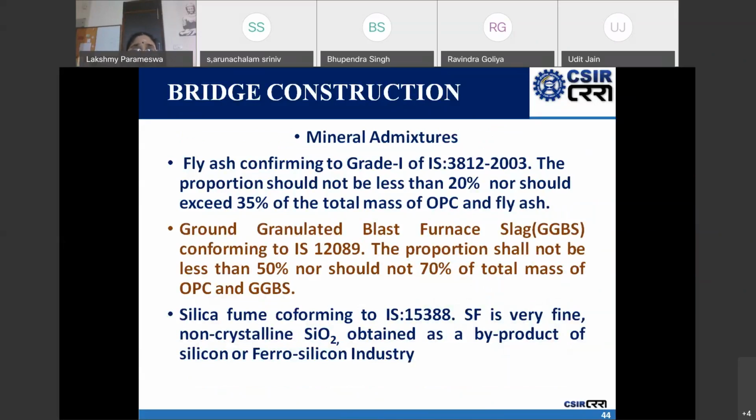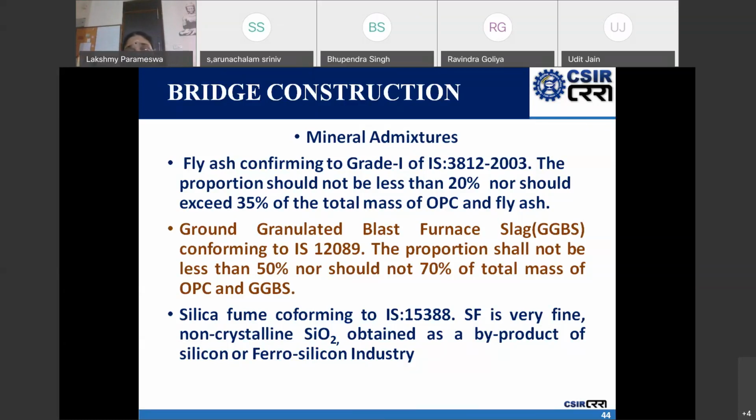Then we have now 3 different admixtures, as I told you, which are allowed in IRC 112. Basically, for the design and construction of bridges, we use materials approved by BIS, and if that is not there, there is no restriction, but if certain international practices have prescribed them, we can use them as well. So fly ash can be used not less than 20% and not to exceed 35%. Ground granulated blast furnace slag can also be used, and silica fume can also be used.